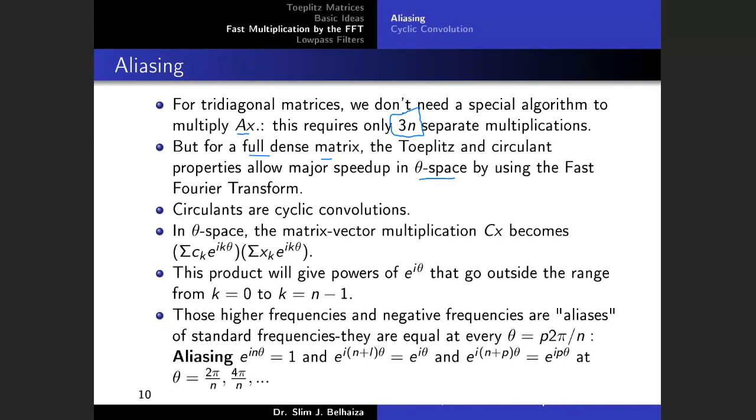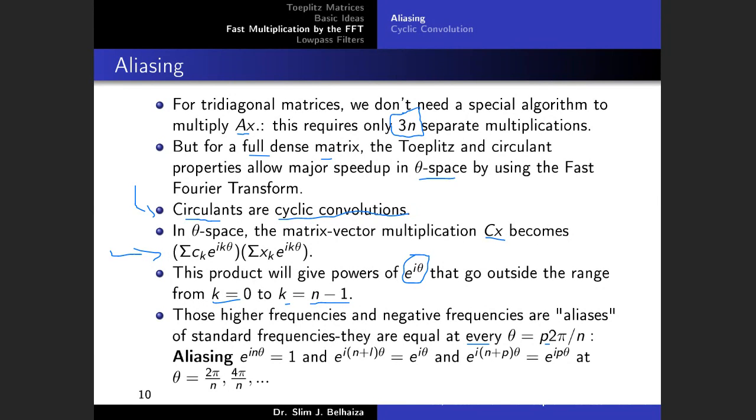What we will have, this applies. What we should recall is that circulant matrices are cyclic convolutions, and in the theta space, the matrix vector multiplication Cx becomes the following, which is the product of these two large sums, and this product will in fact give powers of e to the power i theta that go outside the range from k equals 0 to k equals n-1. Those higher frequencies and negative frequencies are what we call aliases of standard frequencies. In fact, they are equal at every theta equal to p times 2 pi over n.